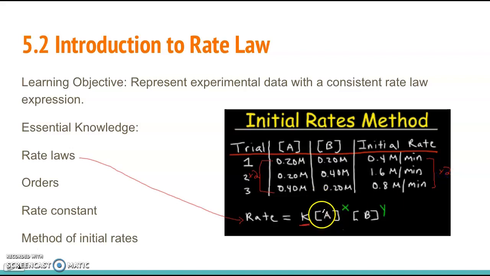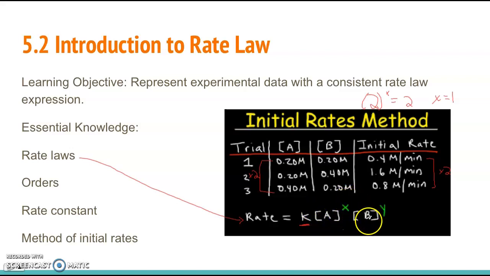And now you can think of it this way. If we plug in the rate of change for each one of those, so it'd be 2 to the x power equals 2, so that x has to be 1. So that means x is going to be 1 for the concentration of A. So you say the order with respect to A is 1.